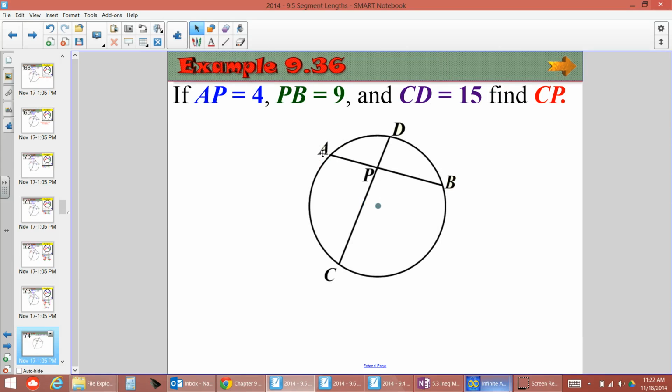Okay. Again, same situation. I want CP. That's the length of the segment CP.